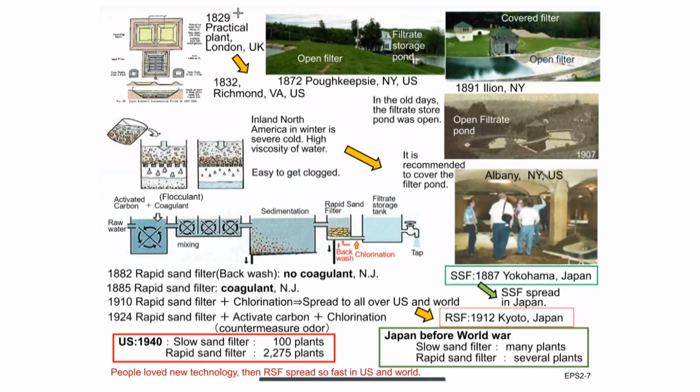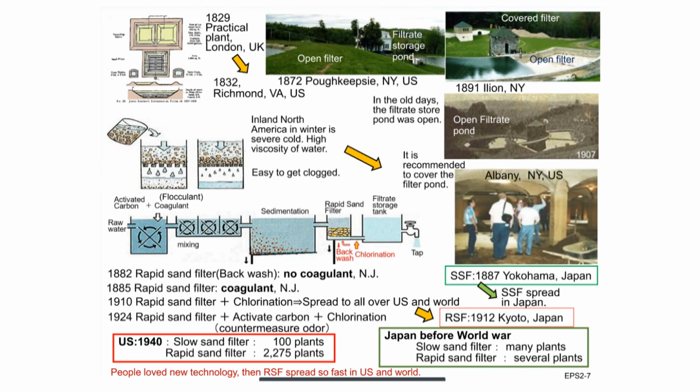And in 1829, a practical plant was completed in London, UK, and this slow sand filter was introduced to the United States in 1832, the first one in Richmond. The oldest one still in use in New York is in Poughkeepsie. This one is in the coastal area, therefore this one is an open filter.